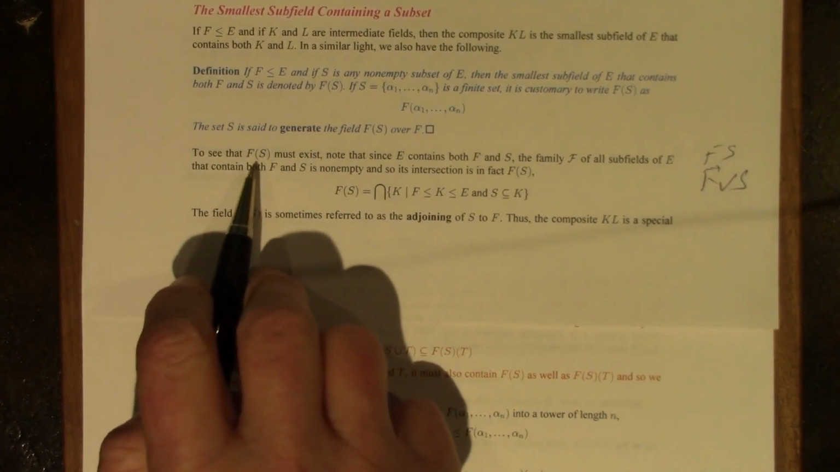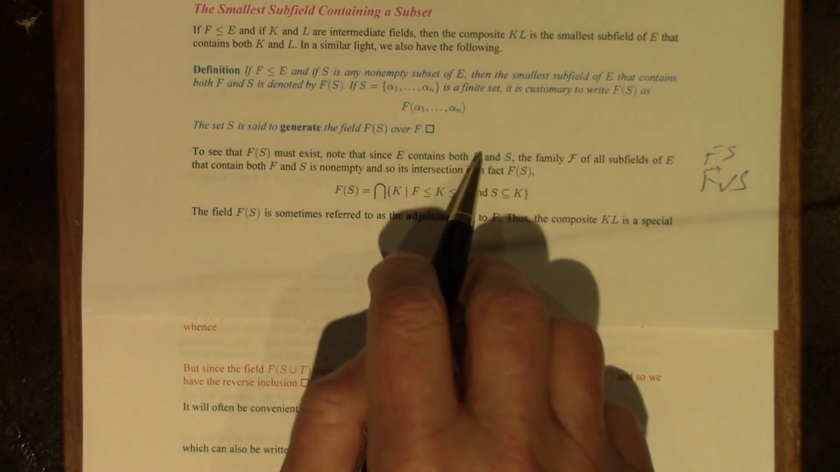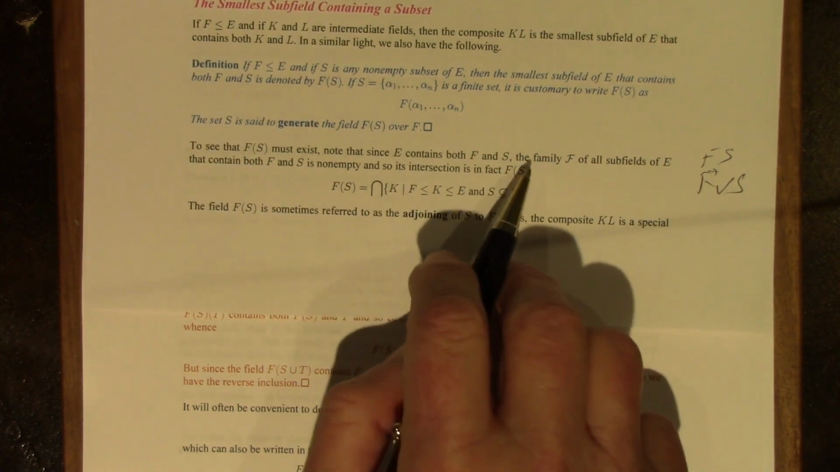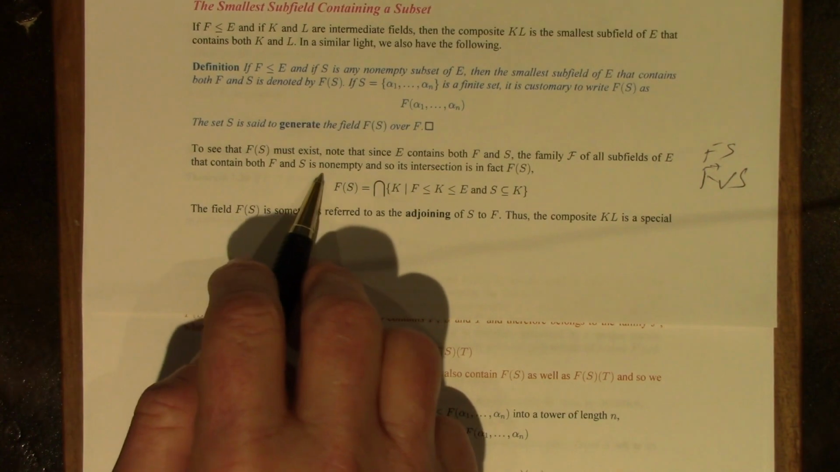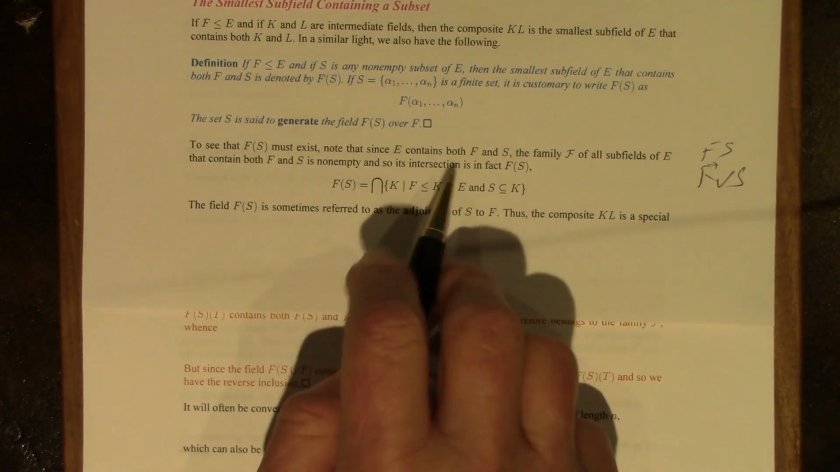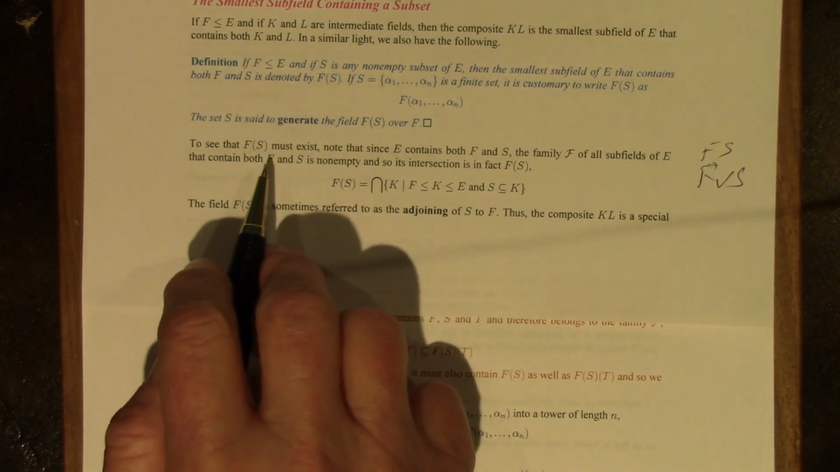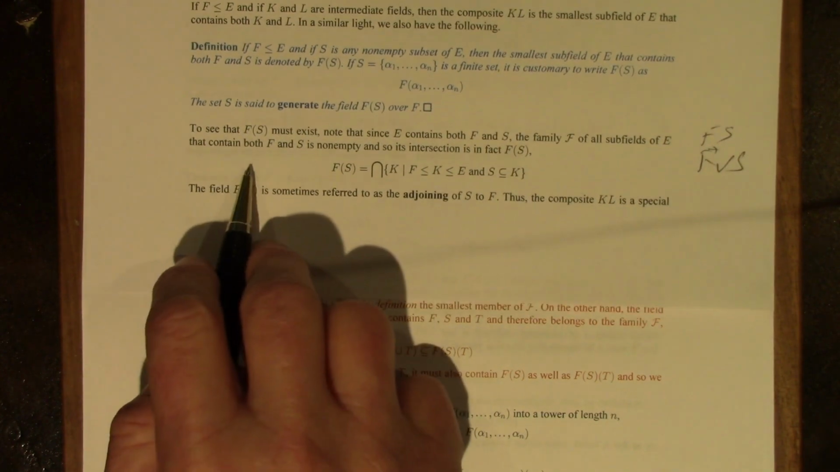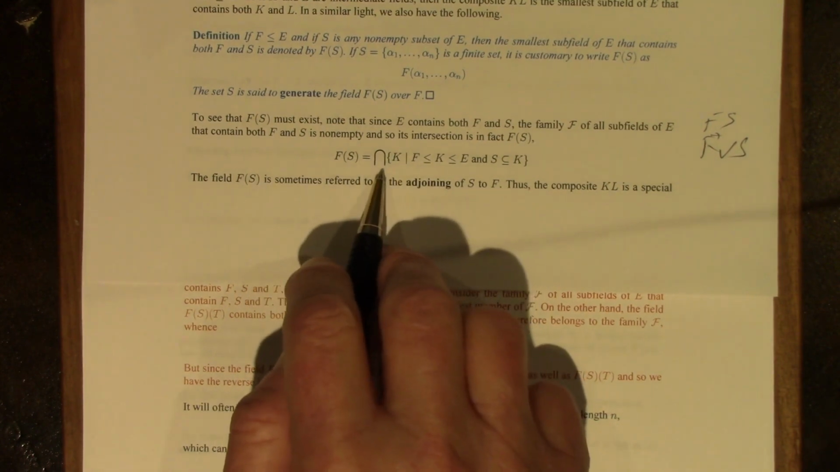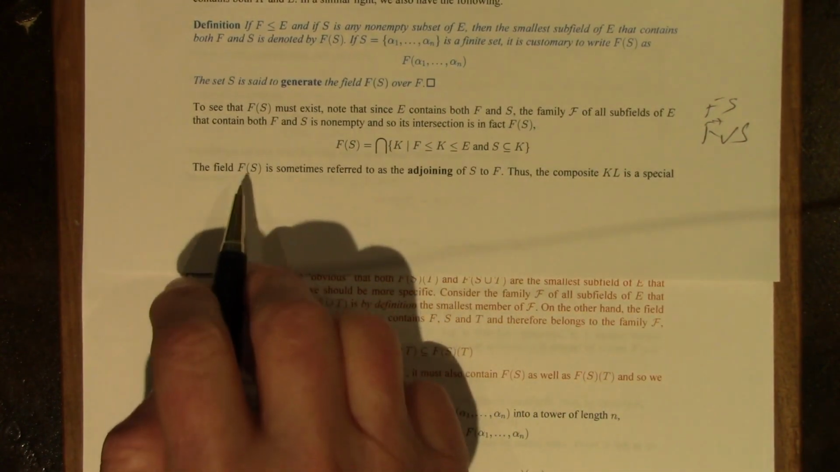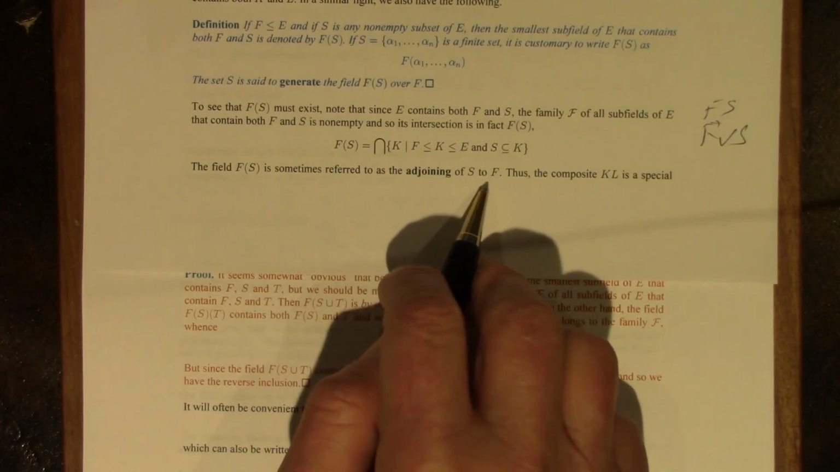To see that this field must exist, since the parent field E contains both F and S, the family, which I wrote script F, of all subfields of the parent that contain both the field F and the set S is non-empty, contains the parent E, and so its intersection, the intersection of this family, will be the smallest subfield of E that contains both F and S. So F(S) is the intersection of all intermediate fields between F and E that contain S. Therefore, it contains F and S. This field is sometimes referred to as the adjoining of S to F.